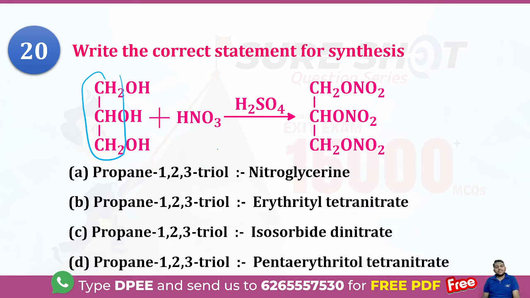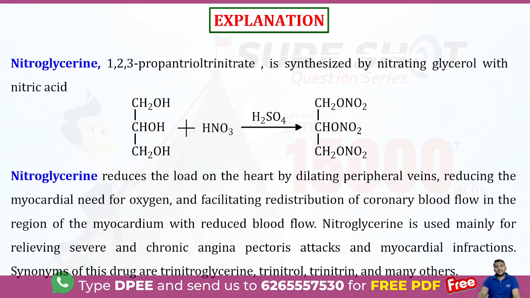So propane 1,2,3 triol is reacting with your HNO3, that is dilute nitric acid we can say, in presence of your sulfuric acid, and it will form your nitroglycerin. Like glycerin is having the 3 carbon atoms, and it is having the 3 nitro groups. So this is the typical representation of nitroglycerin. Nitroglycerin that is used in angina, and it can dilate the veins and facilitate the supply of oxygen and other nutrients to the body, so that it can prevent the patient from a heart attack.